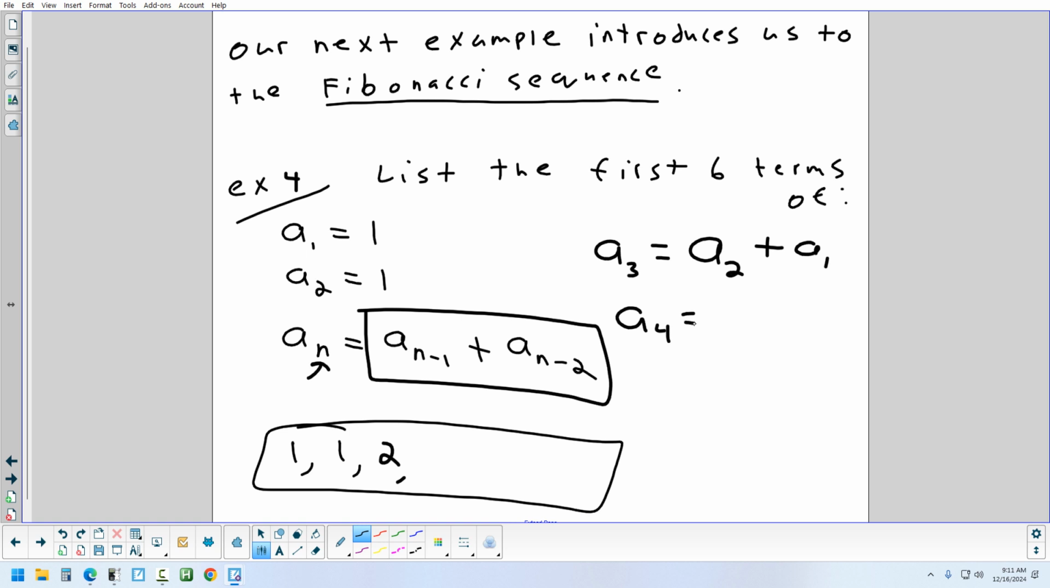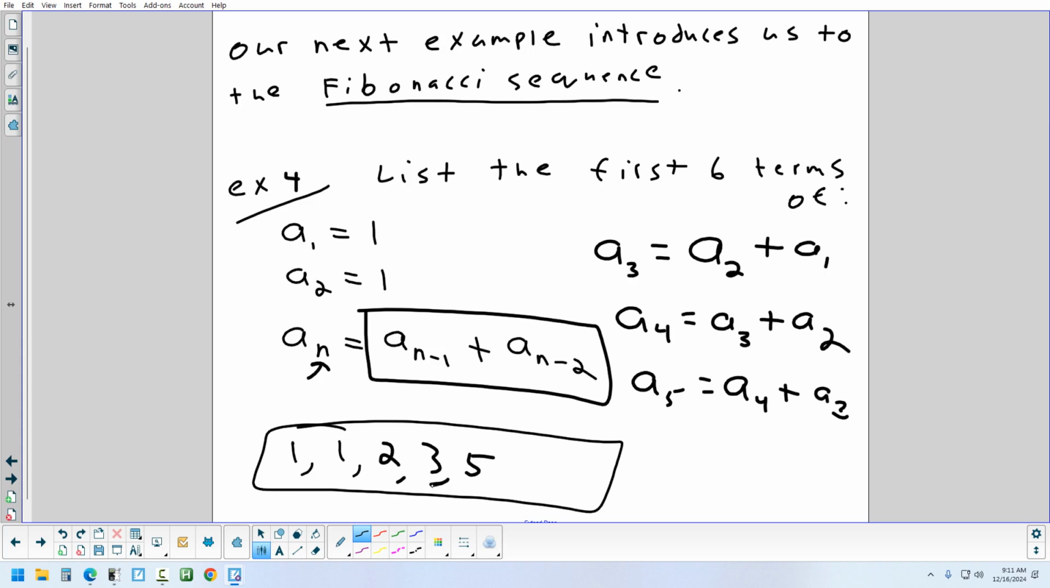What would be the formula for the fourth term? A sub 3 plus A sub 2. So the fourth term is the third term plus the second term, which in this case would be 3. All right, let's do one more writing the formula. What would be the formula for the A sub 5? A sub 4 plus A sub 3. So you're just adding the 2 terms before to get the one you want. What's the fourth term plus the third term? 5. Now it's just a matter of how high do they want us to go.